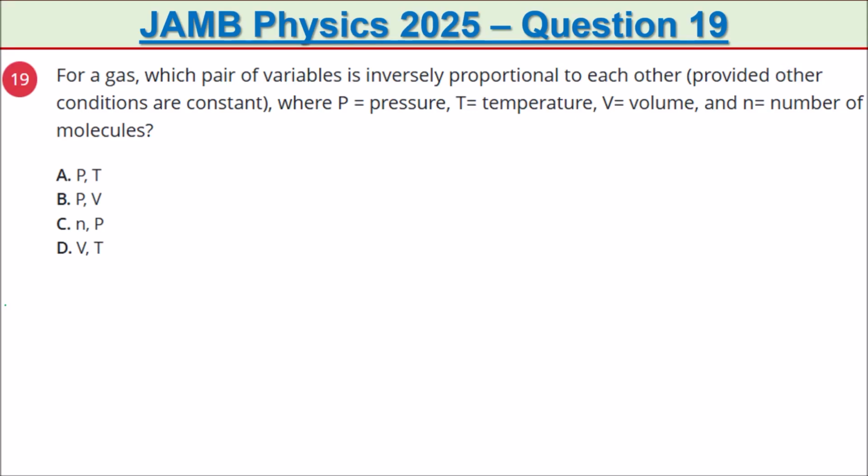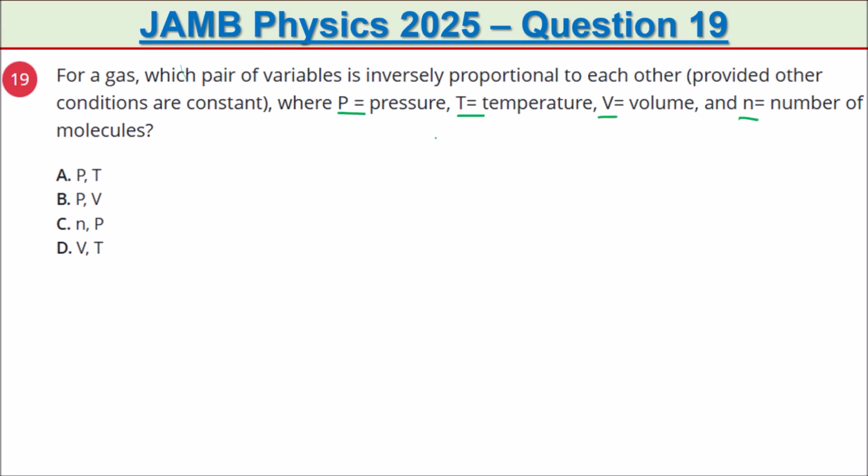Question number 19. For a gas, which pair of variables is inversely proportional to each other, provided other conditions are constant, where P is pressure, T is temperature, V is volume, and N is the number of molecules. Now, looking at what we are given, we have P, T, V, N.